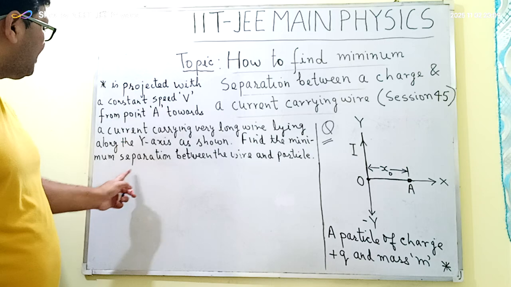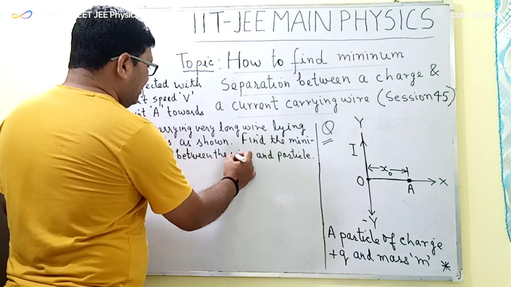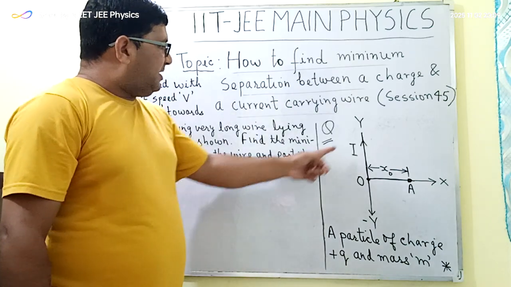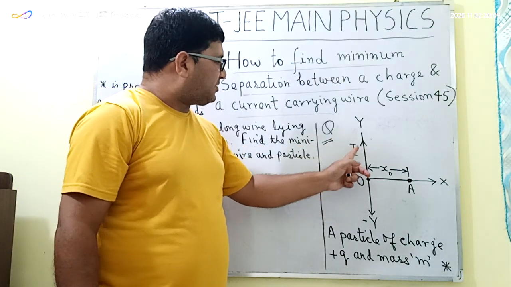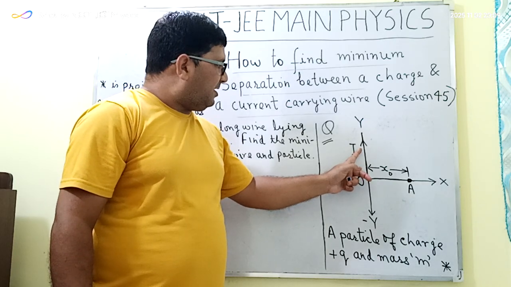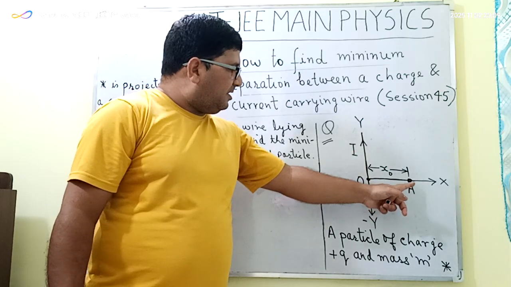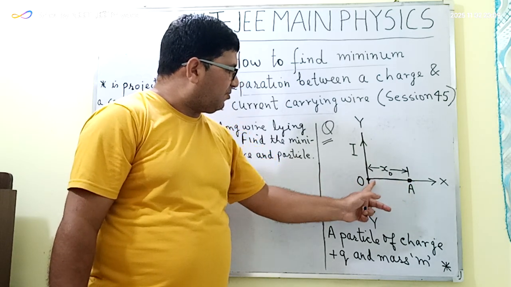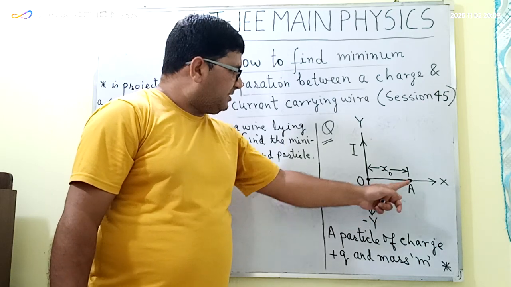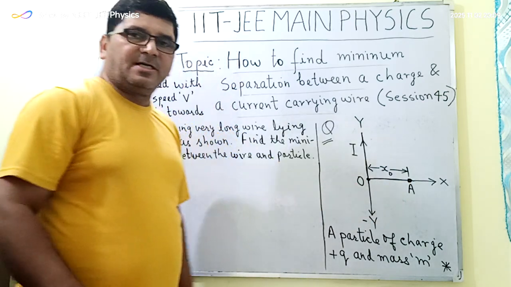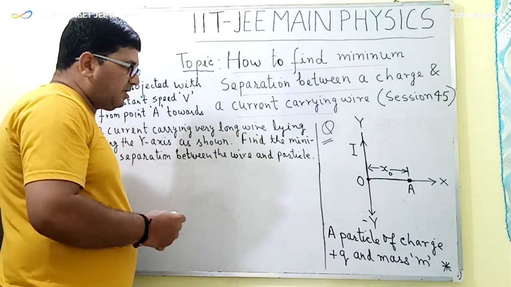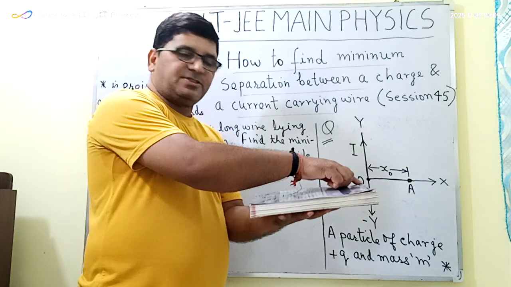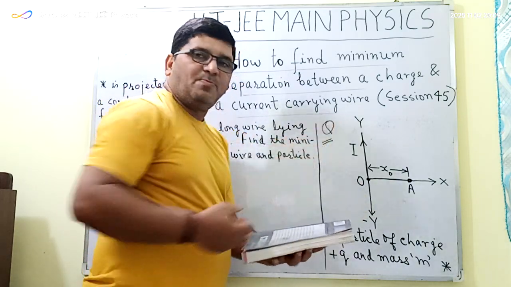So we have to find the minimum separation between the wire and the charged particle. Here there is a wire which is lying along the y-axis. The direction of the current is shown in this figure by this arrow, and a charged particle is projected from this point A which is lying on the x-axis at a distance x0 from the origin, towards this current carrying wire. Let us say this is the x-axis, this is the y-axis. The direction of the current is towards the positive y-axis like this.